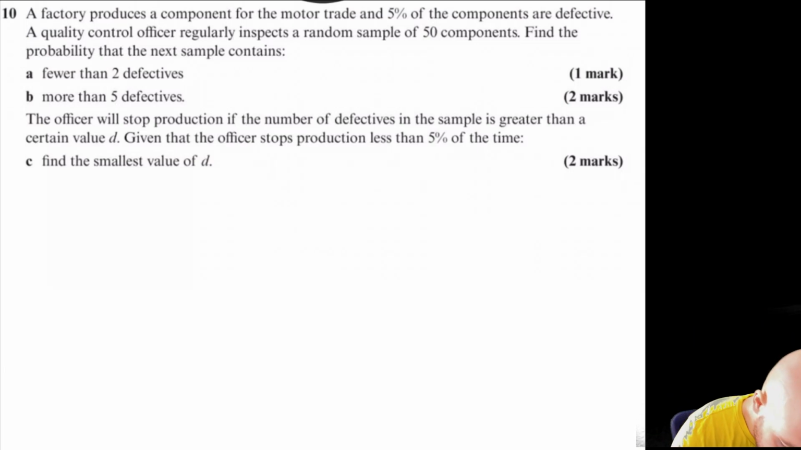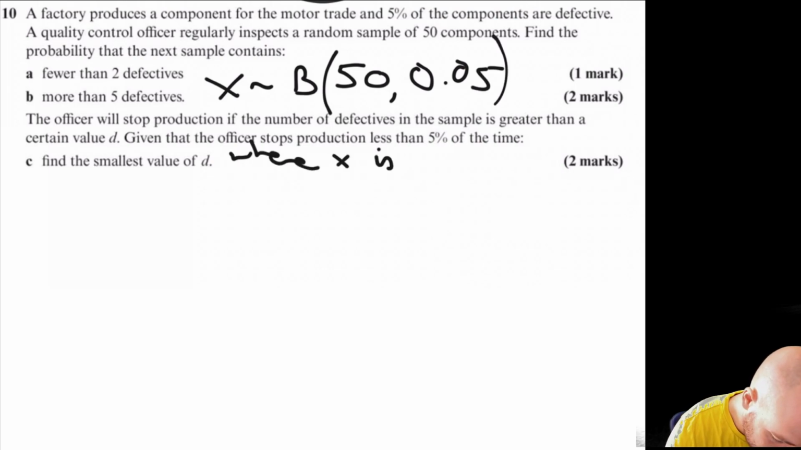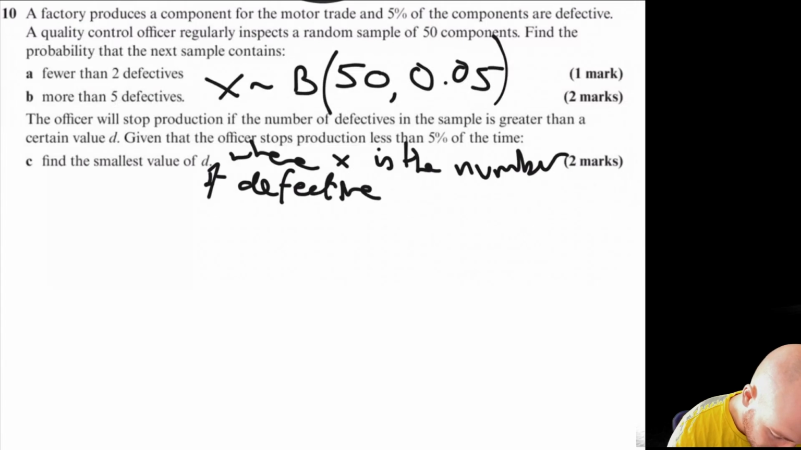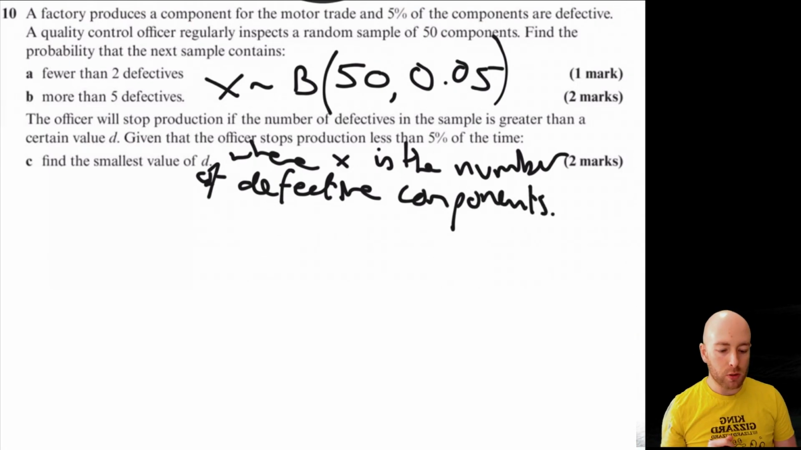So first of all, let's write the distribution. Always start with this. X is B, N is 50, P is 0.05, where X is the number of defective components. So even if the question doesn't ask for it, get in the habit of just writing the distribution every single time.